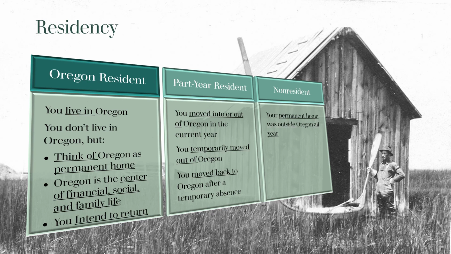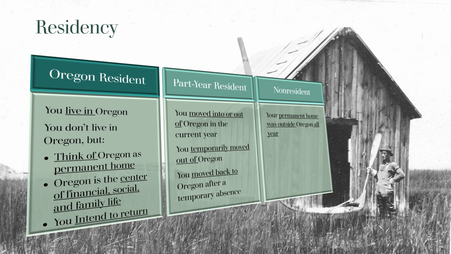A part year resident will have moved into or out of Oregon during the tax year. And this can include taxpayers who temporarily moved out of or into Oregon. The difference between this situation and the full year resident situation would come down to intent. For instance, in this case, a taxpayer may have moved to a different state intending to make that new state their home, but unforeseen circumstances brought them back.